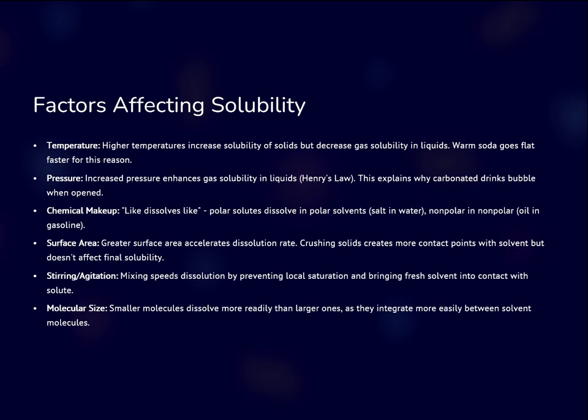Now, the amount of solute that can be dissolved in a solvent depends on several factors. Temperature is one of the most important. For solids, increasing the temperature generally increases solubility, but gases are different. They become less soluble as temperature rises. Pressure mainly affects gases. Higher pressure can force more gas into a liquid, like CO2 into soda.